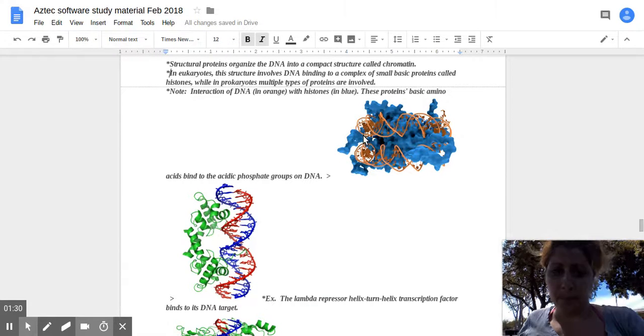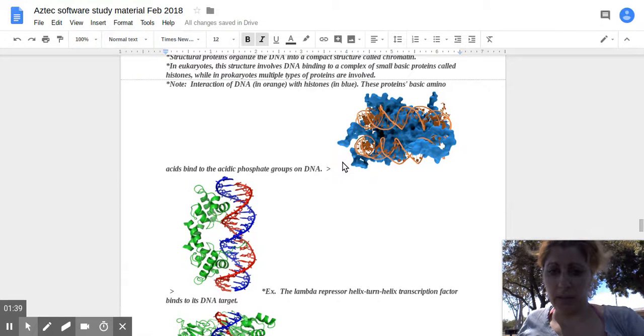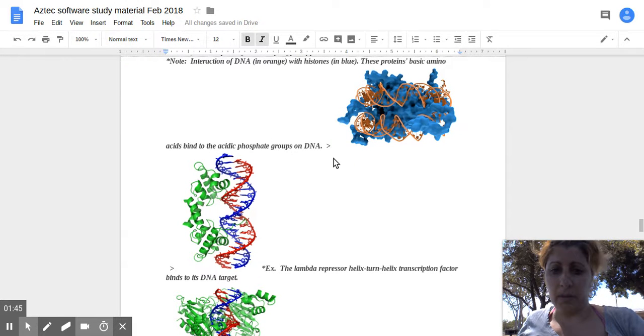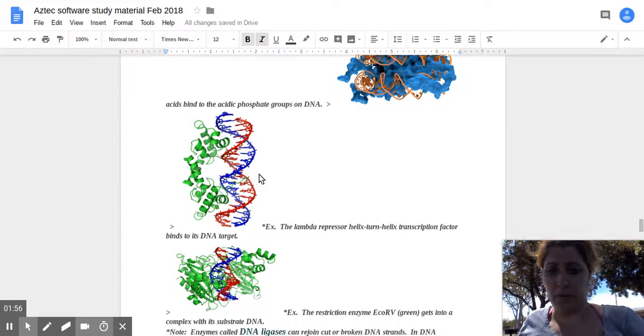So the protein's basic amino acids bind to the acidic phosphate groups of DNA. The basic aspect of the amino acids of the proteins attracts to the phosphate groups of DNA molecules, which are acidic. And that's how they're able to interact.